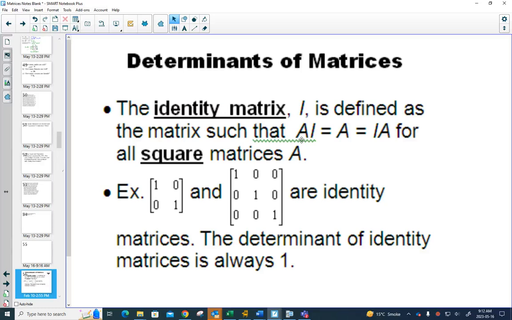Determinants of matrices. So we're going to learn some new definitions. We've learned the identity matrix already. The identity matrix is always a square matrix where the main diagonal is all ones and everything else is zeros. And we're going to find out that the determinant of an identity matrix is always 1.